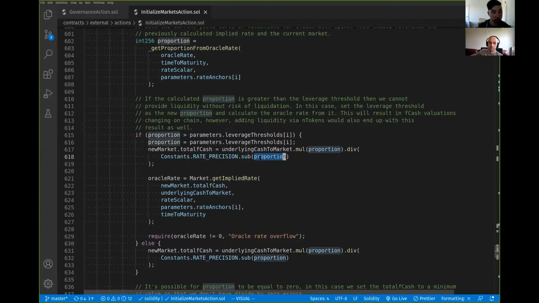Yeah. So basically, that's right. We solved for what the interest rate should be, and it implied a proportion that was greater than the leverage threshold. So now we're setting the proportion to the leverage threshold, and we're back solving for what the Oracle rate should be. So this is the case where we do change the Oracle rate. Right. But in all cases here we use the rate anchor from the parameter, as opposed to solving for the rate anchor based on the last implied rate. That's correct. So we're always going to use the rate anchor that's saved.